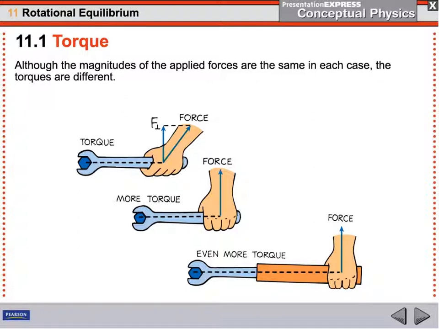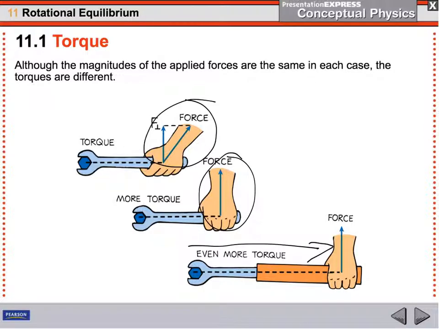The first one, if you look here, the angle is a little different. It's not perpendicular, so you're not getting as much torque. In this one, you have perpendicular force, so you're getting more torque. In this one, you get more torque because you have a longer lever arm.